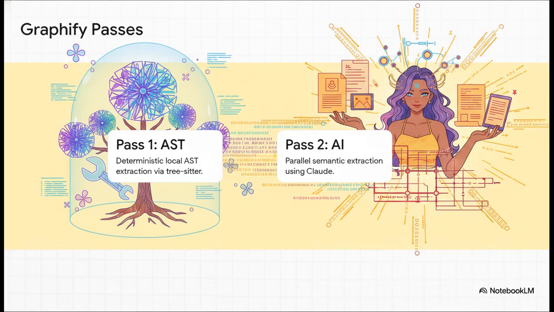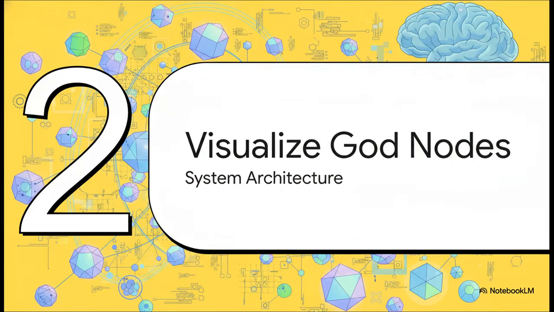Then, step 2 is parallel AI extraction. This is where Claude steps in. Claude analyzes your docs, PDFs, even images, extracting the deeper semantic meaning and design rationale, and merges it all into one unified graph. Moving right along to section 2, visualizing your God nodes and system architecture.